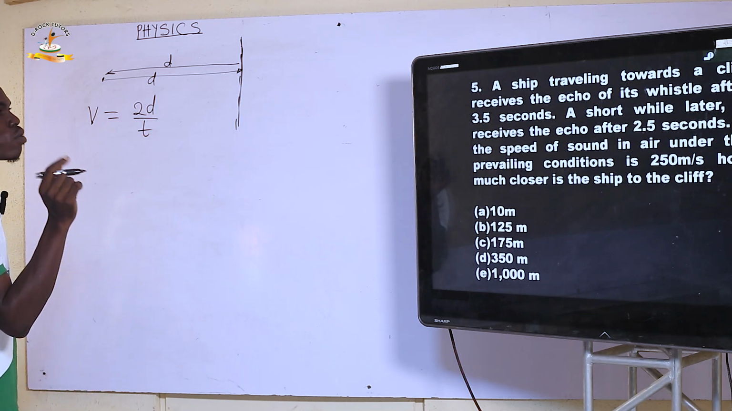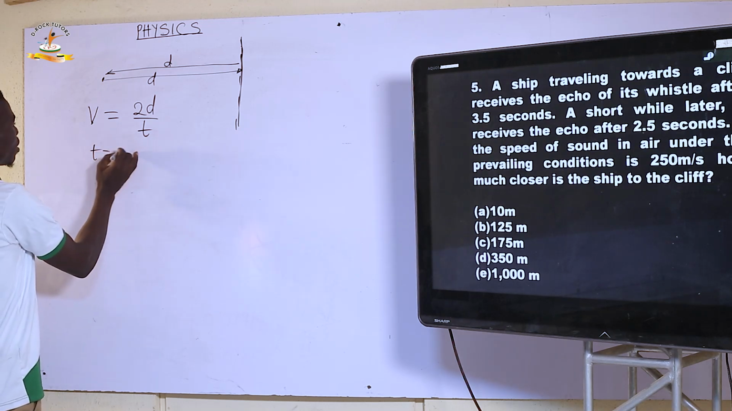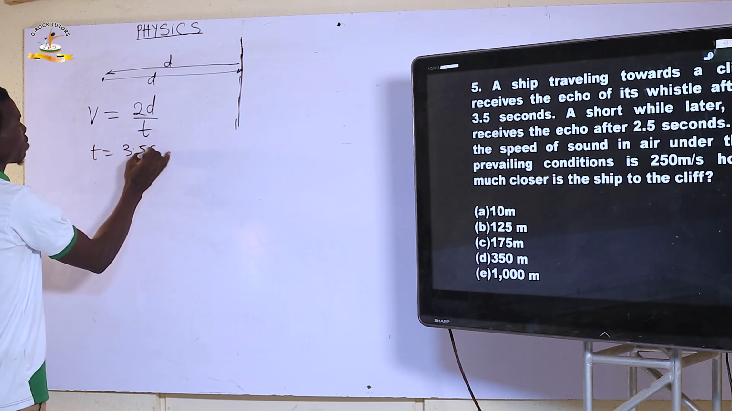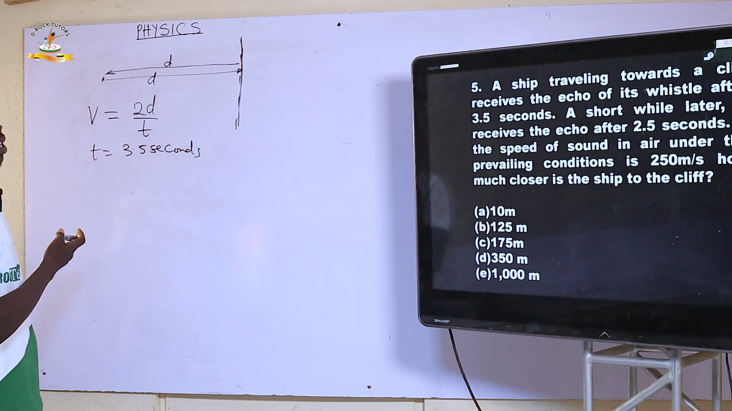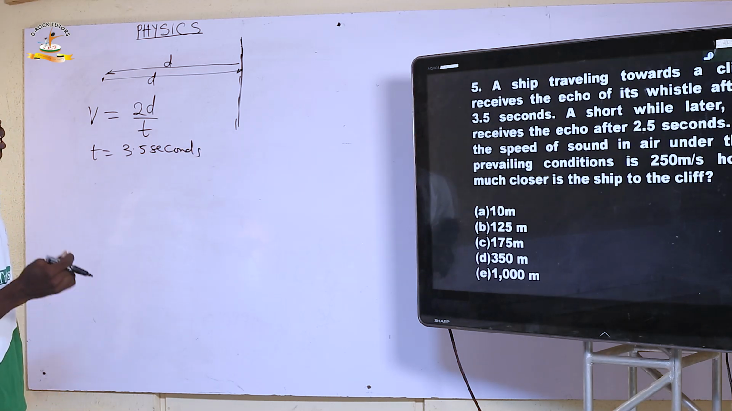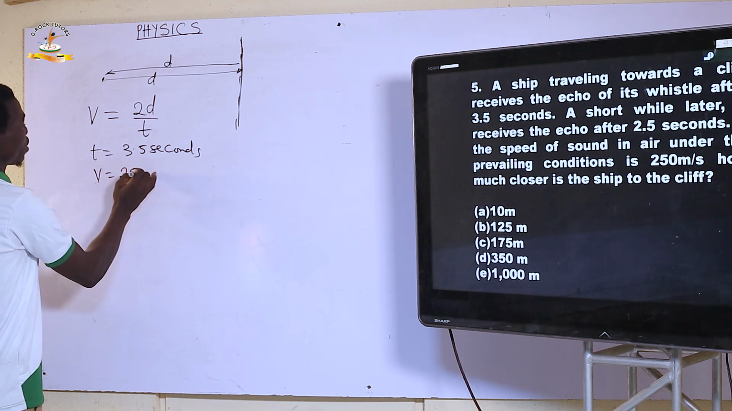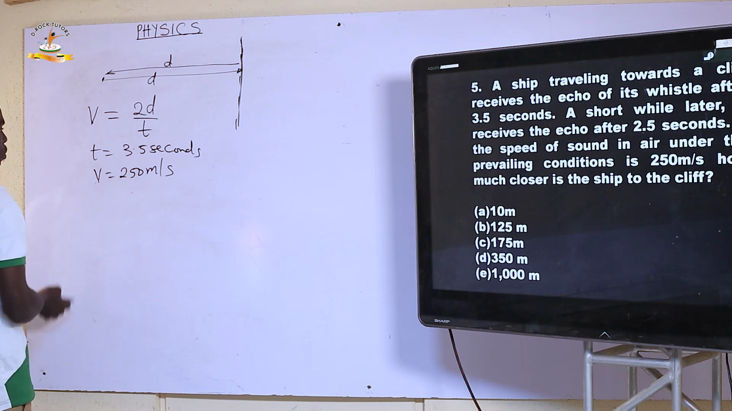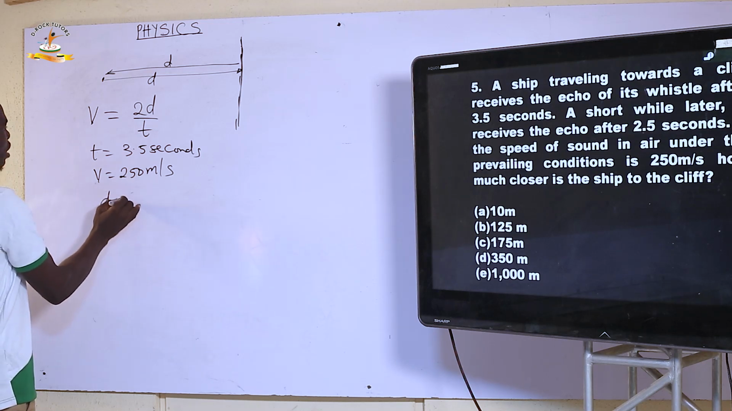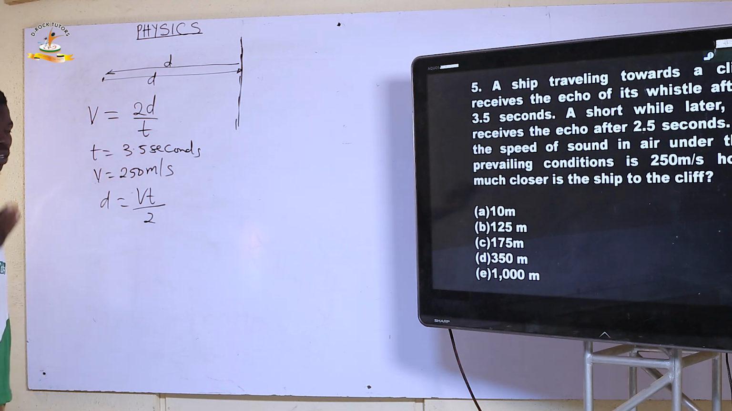And here we are told that the first echo was heard 3.5 seconds after the whistle. So our time is 3.5 seconds. And we know that the question gave us the velocity of sound, which is v, and it is 250 meters per second. So let's get the first distance at which this happened. It's going to be d equals vt all over 2. If you cross multiply, you divide by 2, you're going to get that.